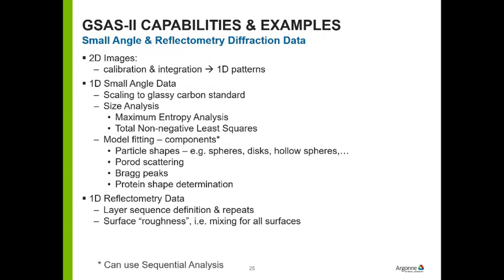GSAS-II will do small angle data, which I showed you pictures of. And yeah, there's a whole bunch of methods for that. And it also does reflectometry data, which includes situations where you have created a material in which you've laid down the same kind of layer repeatedly, say 25 times, and you say, oh, I should expect to see 25 layers, but I don't know how thick they are. So you can find out how thick they are by fitting them with a reflectometry model.